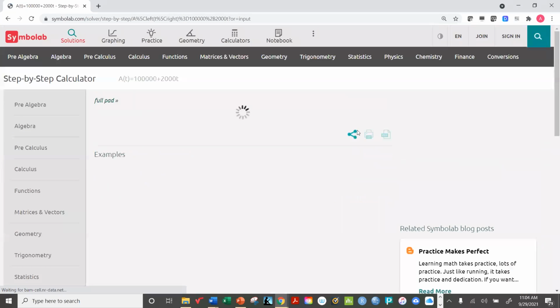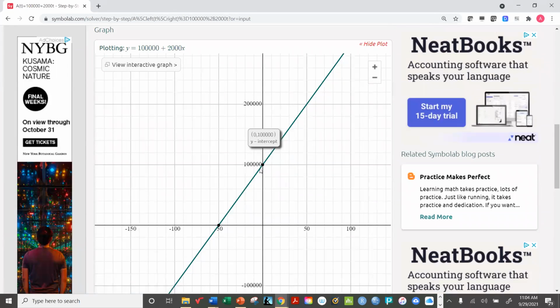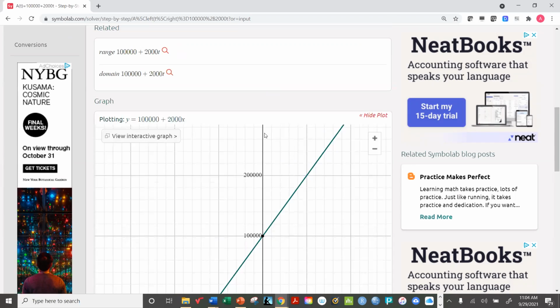You'll see it's literally just a straight line. And it starts, now you notice how it crosses the vertical axis at 100,000, that's the intercept. The horizontal axis in this case is time. X is being replaced with t. The vertical axis is the value of the painting.